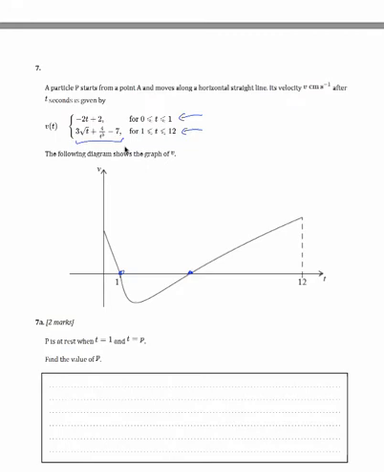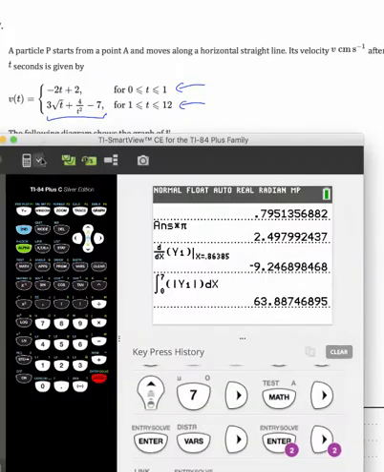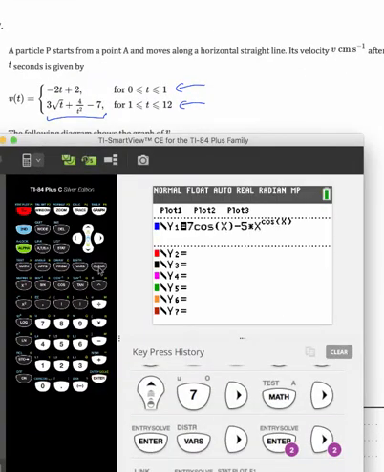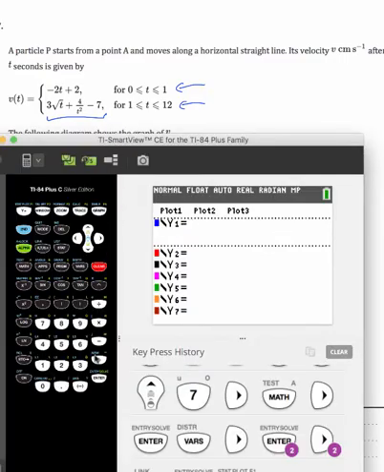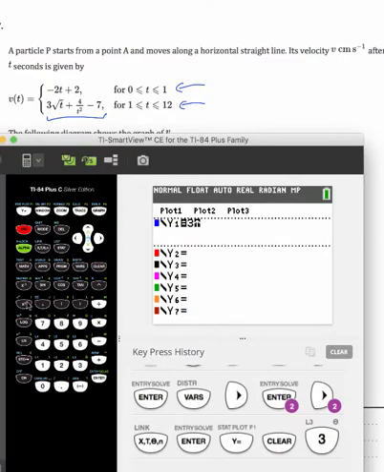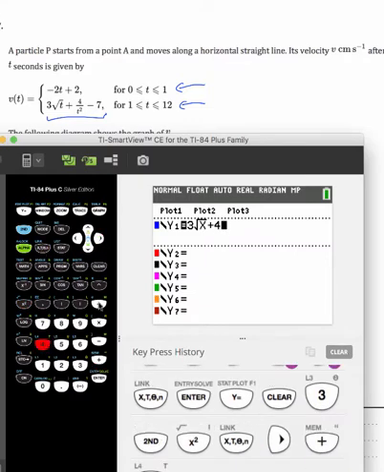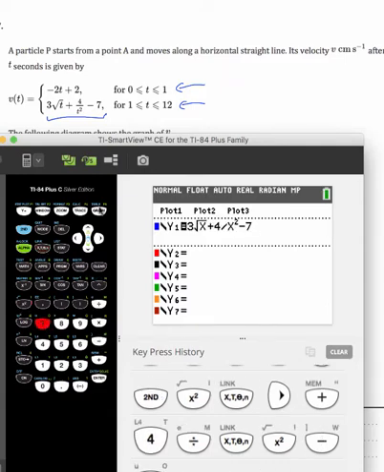Is this a GDC question? I believe it is, so let's have a look. Right, okay, let's clear this out. So I've got 3 square root of t, or in this case just x, plus 4 divided by x squared minus 7.